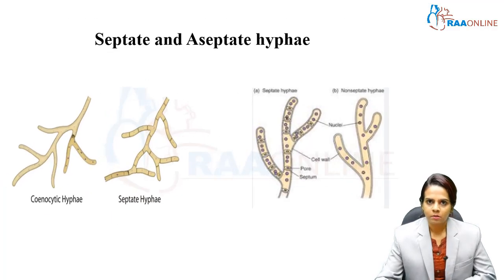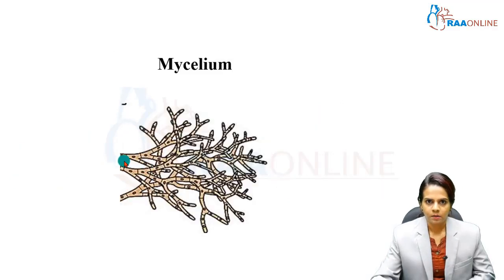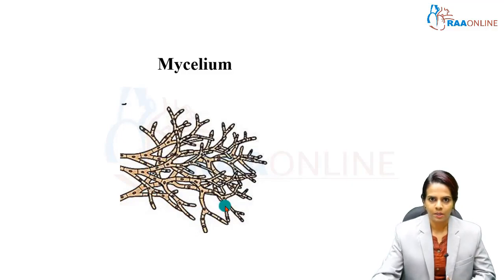So this is a picture showing septate and aseptate hyphae. Here you can see the septate, the transverse walls. Whereas in coenocytic hyphae, they don't form transverse walls. They are multinucleated. These are multinucleated coenocytic hyphae, which are non-septate hyphae. This is a septate hyphae. And this is a tangled mass of hyphae. This is called mycelium.